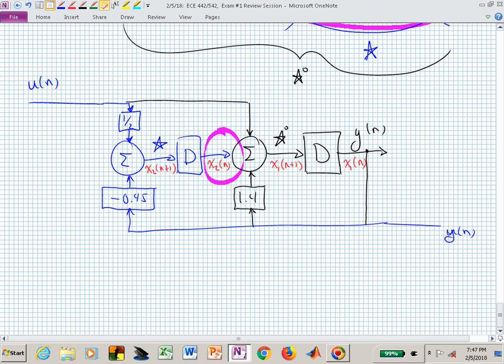And I have to clean this up. If I'm playing with block diagrams on a Friday night, I have to at least make it legible. So there's my y of n. Or it doesn't have to be that legible if it's a Friday. Never mind. But you have to make sure that this is clear on Wednesday.